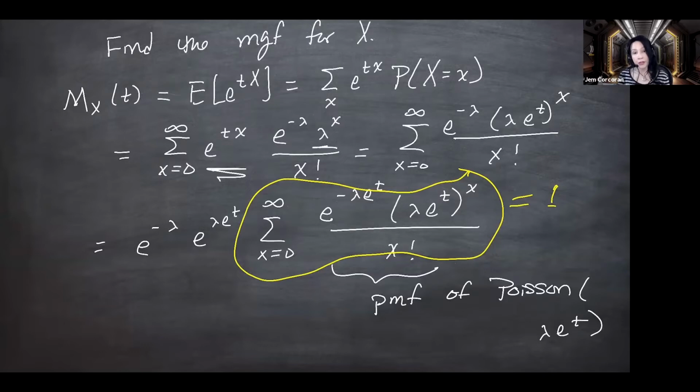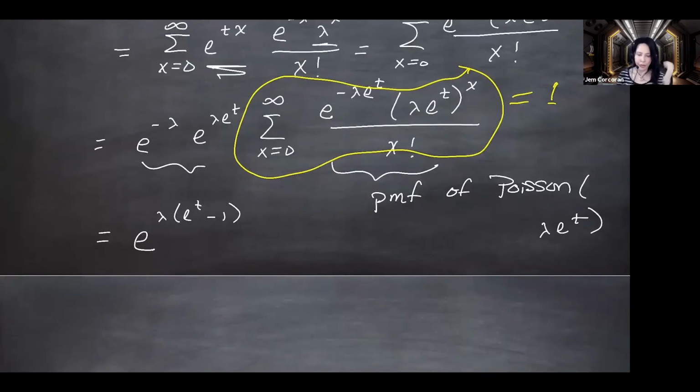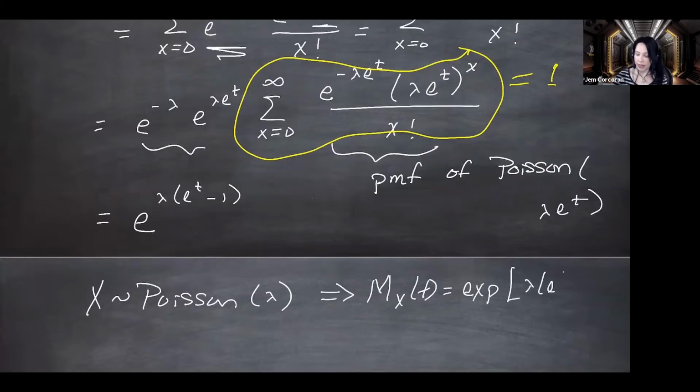Okay, so if that thing in the circle is 1, then I can combine these guys into an e to the lambda times e to the t minus 1. This is the moment generating function for the Poisson distribution. And because we have things to a power to another power, it's usually written like this. So if X is Poisson with parameter lambda, then the moment generating function is exp, so we can write it on a line, lambda times e to the t minus 1.